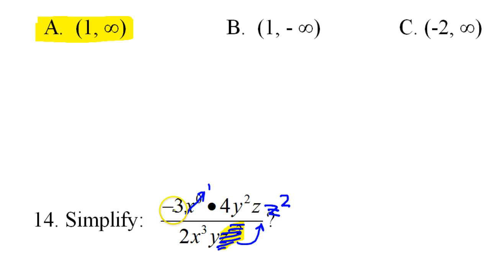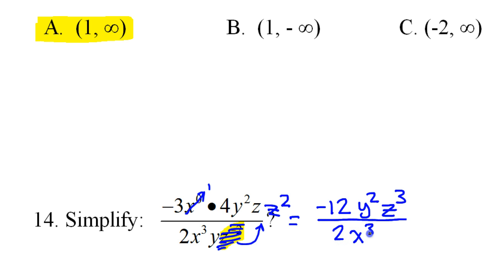It's just a regular number, so it's not going to move anywhere. So now that we have this, let's condense it down into a simpler fraction. So I've got -3 times 4, so that's -12. Okay, that's gone. So I've got y squared still. Z times z squared is z to the 3rd power. Now down here I've got my 2, and I've got x to the 3rd power, and I've got y.